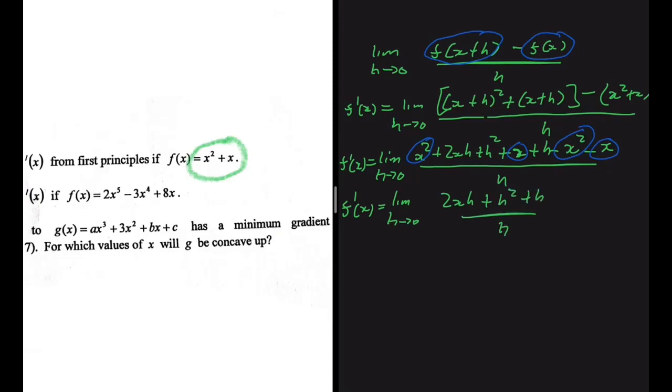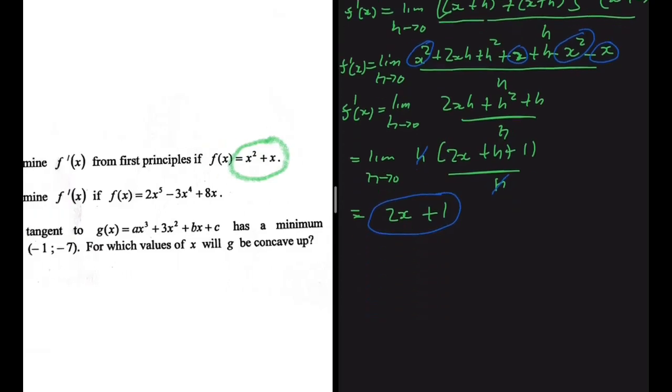So right now we're going to take h as a common factor on the numerator, right? So we're going to have the limit as h tends to 0 of h times 2x plus h plus 1, divided by h, right? We just took h as a common factor. It's easy to see now that h in the denominator will cancel out with h in the numerator. So now we are just left with 2x plus 1, right? And that's exactly what we're expecting, because if you differentiate x squared plus x using the power rule, you expect to get 2x plus 1.